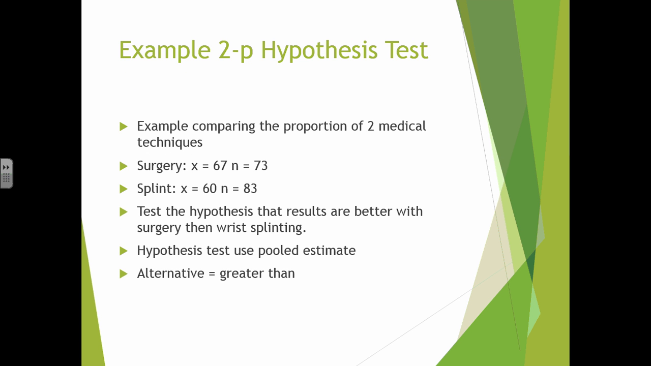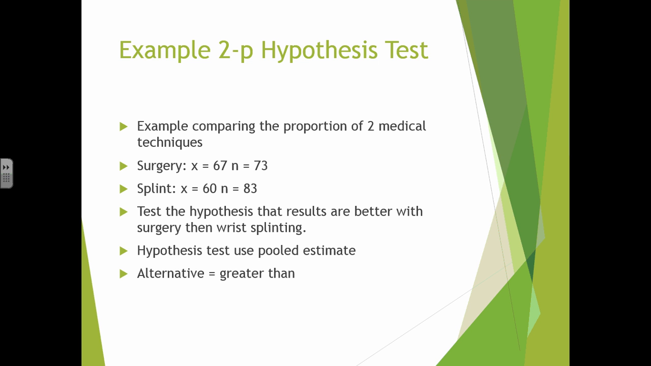Here's an example. In this example, we're going to compare the proportion of these two medical techniques. One is using surgery and one is using a splint. So we have 73 patients that we performed the surgery on, and of those, 67 of them had a positive outcome, and 83 people we splinted their fracture, and 60 of them had a positive outcome.